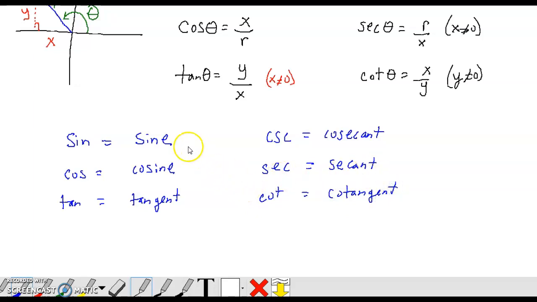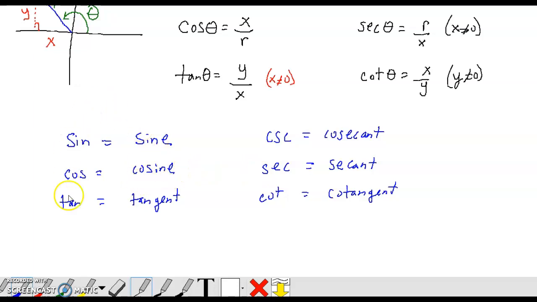So you would think that sine and cosine would go together. You would think that cosecant and secant would go together. And obviously tangent and cotangent do go together because we see that those are reciprocals of each other, right? But in reality, these two actually go together. And then these two actually go together.